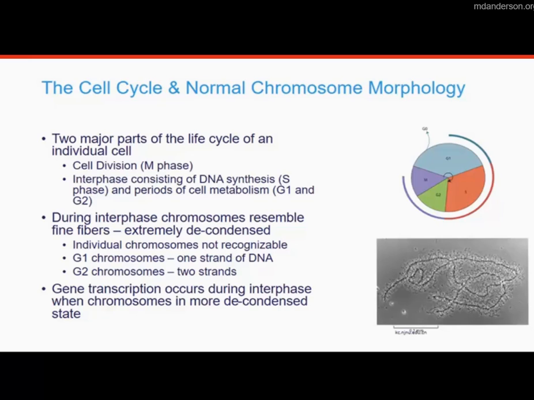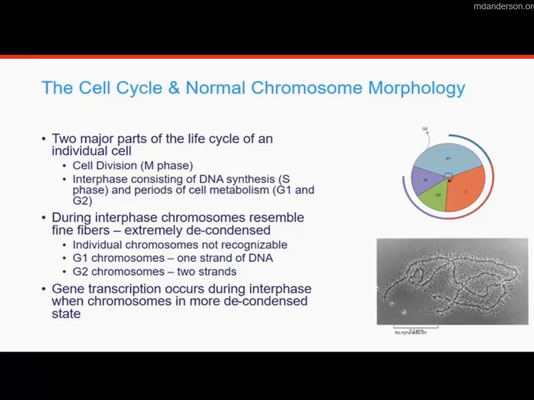So during interphase, the chromosomes really resemble fine fibers, and that's what you see on that bottom picture. It's an electron micrograph. They're extremely decondensed. That's when genes can be transcribed. That's when the metabolism of the cell can happen. But we can't recognize the chromosomes at that point, especially to study them, to look for those translocations and things like that.